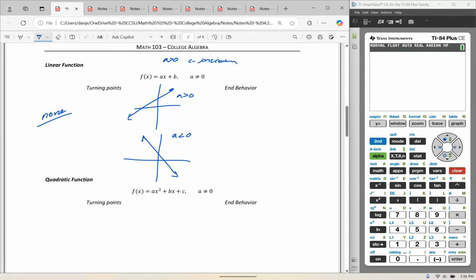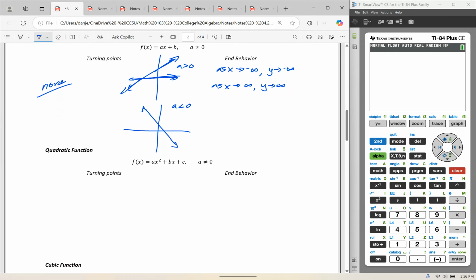The end behavior we're going to look at as x approaches negative infinity and as x approaches positive infinity. What we mean by as x approaches negative infinity is we look farther and farther and farther to the left, notice that the graph is going down. So y is approaching negative infinity. As x gets farther and farther to the right, notice that the graph is going up. So as x approaches positive infinity, y is approaching positive infinity. The same thing if a is negative.